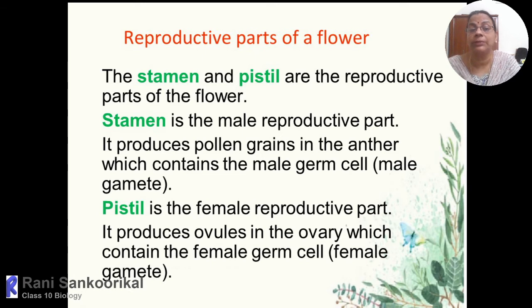So here the pistil consists of three parts: stigma, style, and ovary. And the ovary contains the female germ cell, that is, the female gamete, or we can say egg cell.